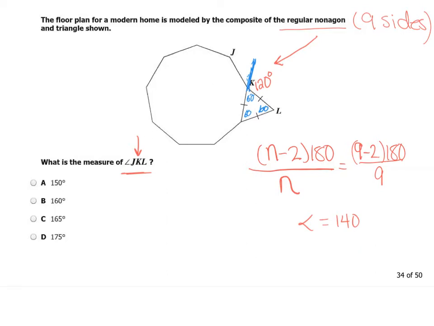So I'm going to go ahead and write that in for the inside. One interior angle is 140 degrees. Well, if that is one interior angle, then the exterior angle, the supplementary linear pair, is 40 degrees. So the measure of angle JKL is made up of 40 degrees plus 120 degrees, voila, 160 degrees.